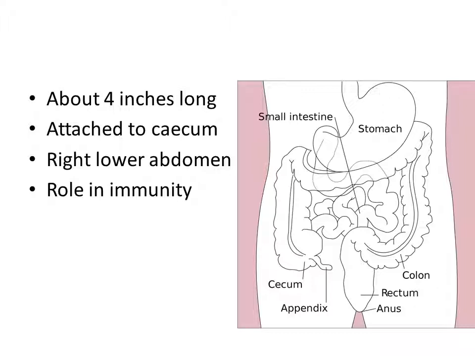The appendix is a small pouch-like sac of tissue that is located in the first part of the colon, which is the cecum, as you can see in the picture right there. The appendix is about 4 inches long, and if you prefer to use centimeters, it's about 9 centimeters long. Like I said previously, the appendix is attached to the cecum, and so it's typically located in the right lower abdomen.